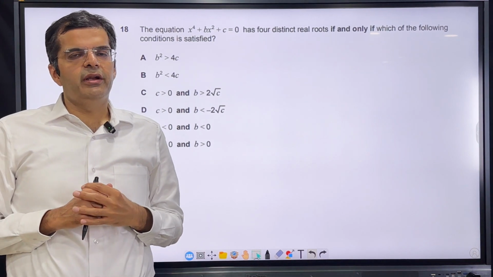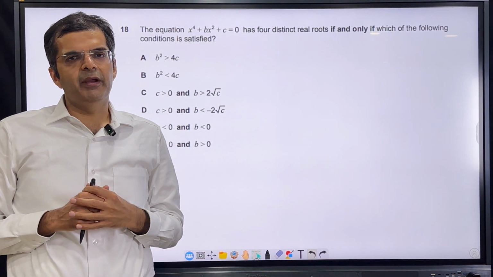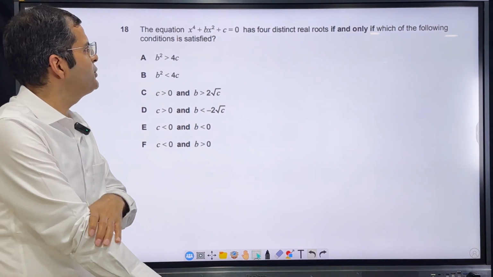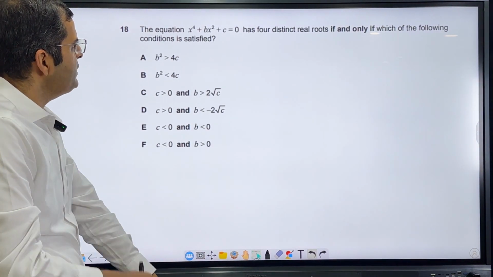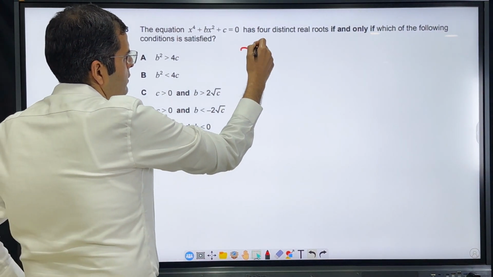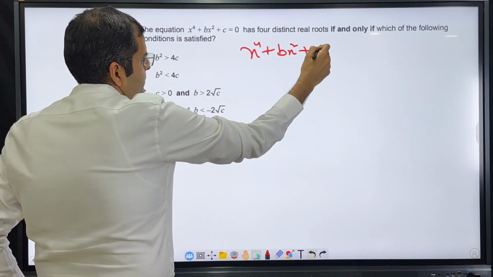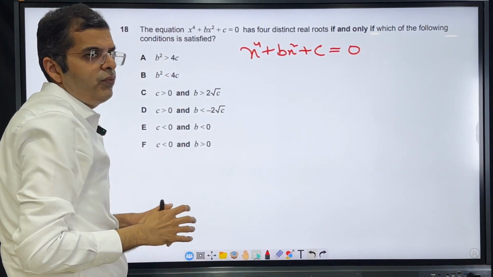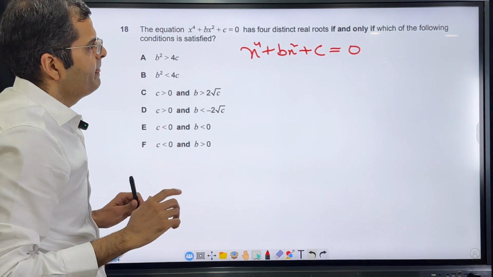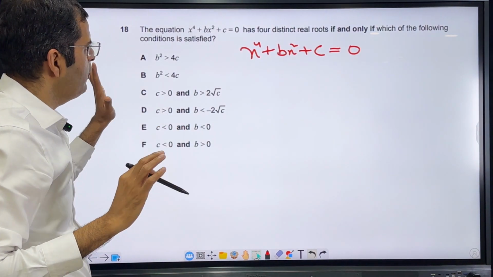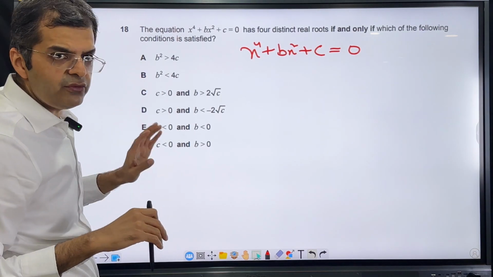This is the 18th question of TMUA 2023 exam paper 2. This is quite an interesting question. It says the equation x raised to 4 plus bx square plus c is equal to 0 has 4 distinct real roots if and only if which of the following conditions is satisfied. It has 4 distinct real roots.